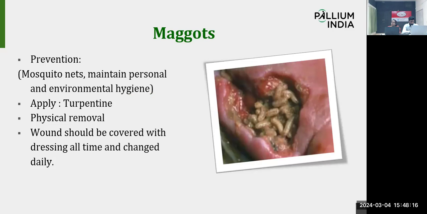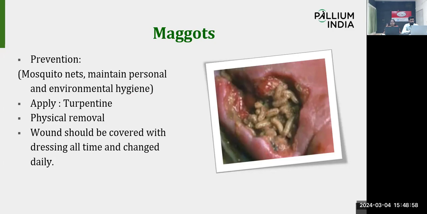If the patient has maggots, you can use turpentine oil. Do not pour it directly, as that irritates the wound, and especially in head and neck cancers, the patients can develop breathing problems also. Better to take turpentine oil onto a gauze piece or dressing pad, squeeze out the excess turpentine oil, and keep it close to the wound. At that time the maggots will come out. When they come out, you can take them out with the help of artery forceps and put them in hot water.